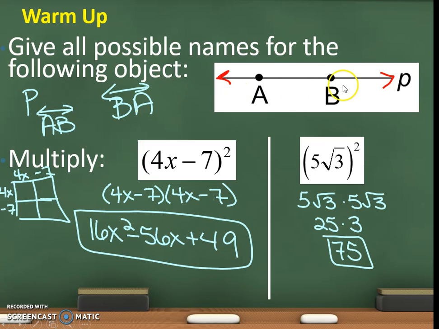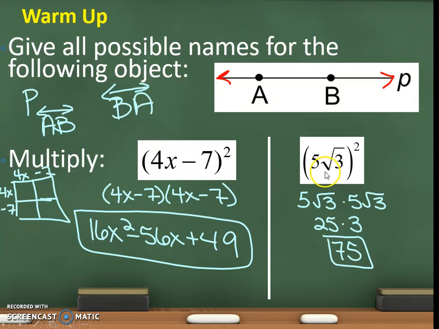I wrote three names for this line. I wrote line P, and then line AB or line BA. For this one, 4x minus 7 squared, you're going to write 4x minus 7 times 4x minus 7. You can use the box method. So you're going to do 16x squared minus 56x plus 49.